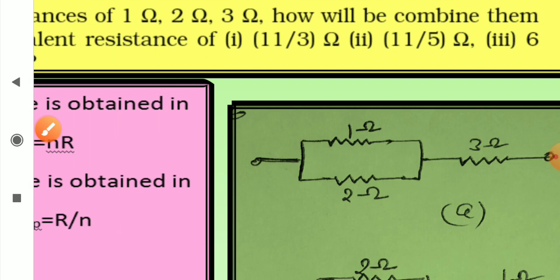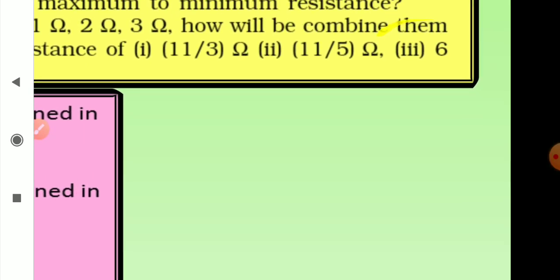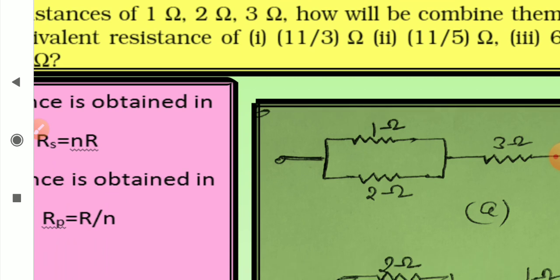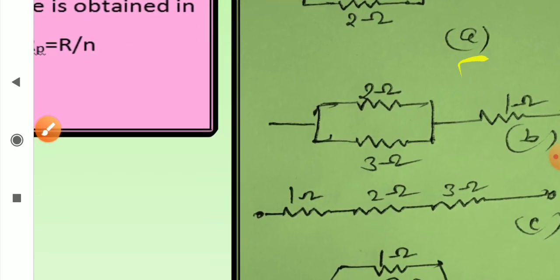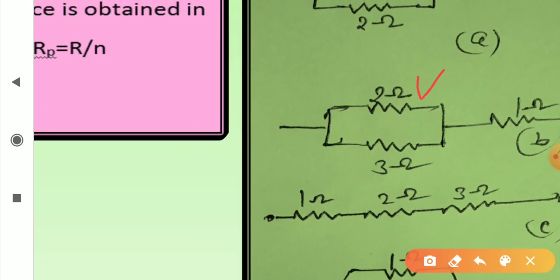The second one is 11 upon 5. Now I'll take those two resistances whose sum is 5 in parallel. So 2 and 3, 2 plus 3 is 5. So I'll take 2 and 3 in parallel and then 1 in series. Right? So let's see what we do now. The next one, you see. 2 and 3 in parallel and 1 in series.